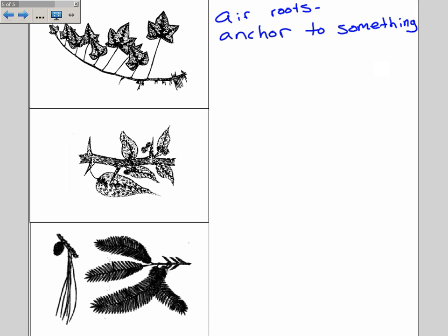So, we talked about spines. Here we're talking about thorns. Thorns are sharp-pointed, leafless branches some plants use for protection. So thorns, again, are for protection. And I use the example of the rose bush or the rose flower.